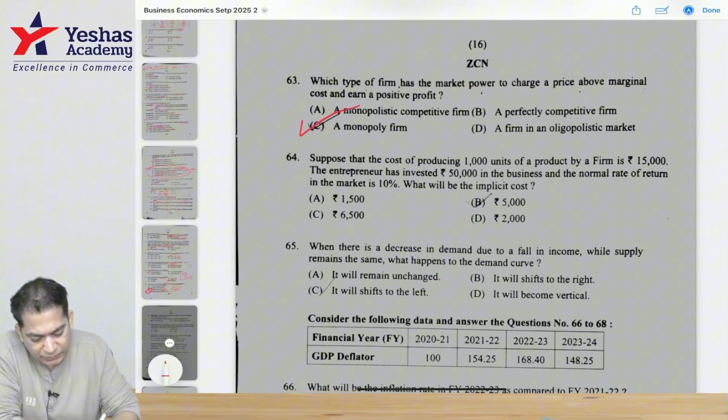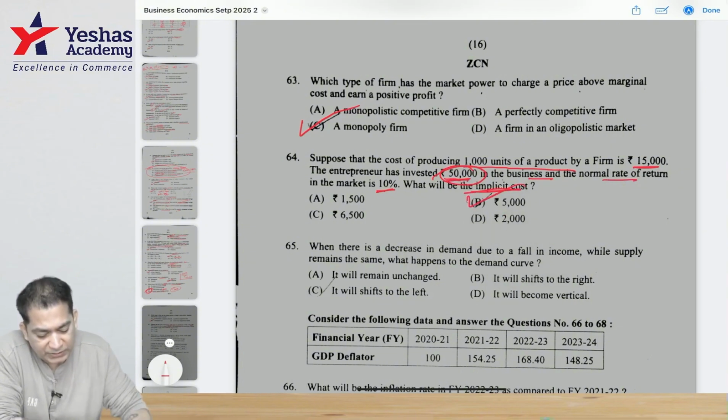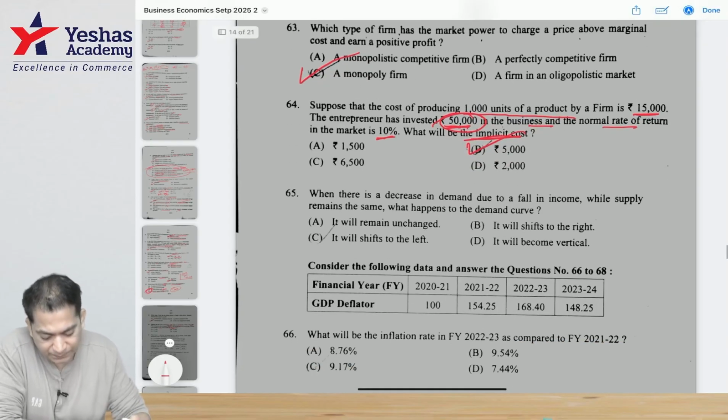Suppose that the cost of producing 1,000 units of a product by a firm is 15,000. The entrepreneur has invested 50,000 in the business at a normal rate of return in the market of 10%. It means he'll be losing 10% of 50,000. That is his opportunity cost. So implicit cost is 5,000, 10% of 50,000.